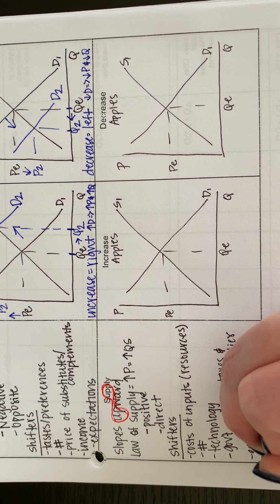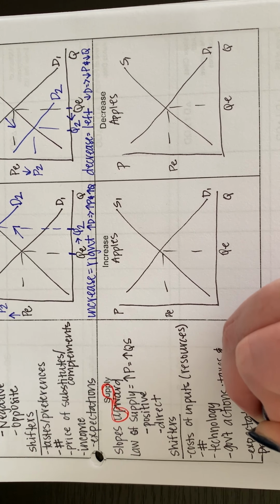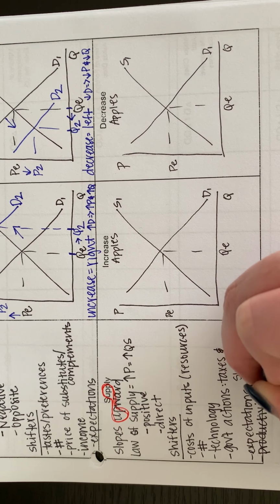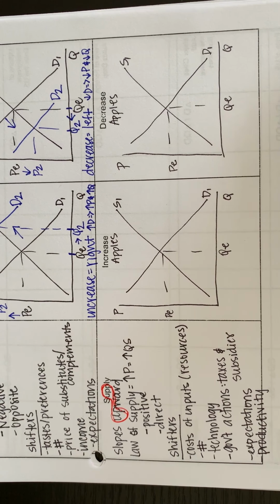And then our final shifter is productivity. And that is just how productive or unproductive you are. So if your factory is extremely productive, then you're going to be able to increase your supply. And if your factory is unproductive, then you're going to decrease your supply.